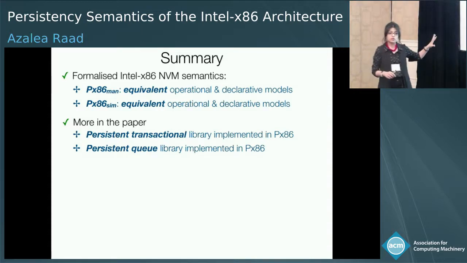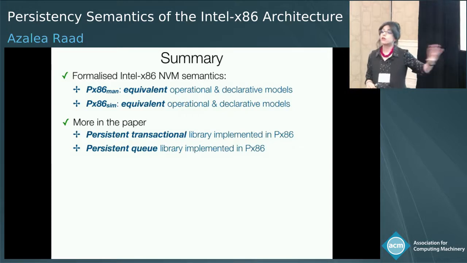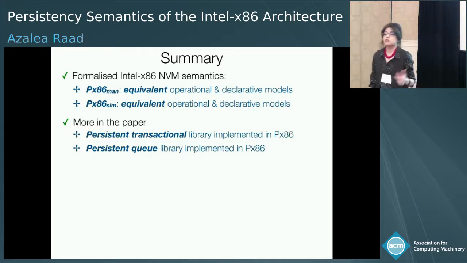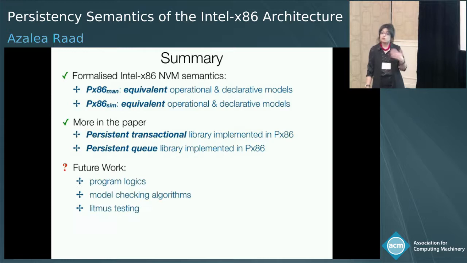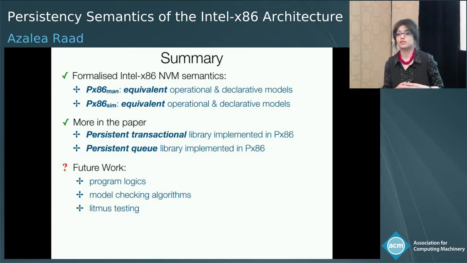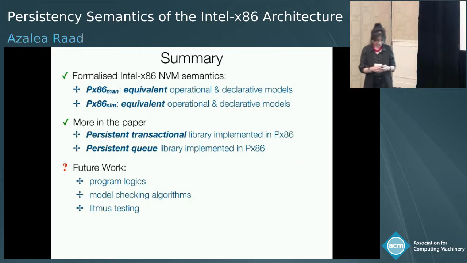There's also a little bit more in the paper about different libraries that we have implemented on top of x86 persistent libraries, in particular a transactional library and a persistent queue library. And of course, there is a lot more to be done in the future, including program logic, litmus testing, model checking. Some of this work is in progress, so stay tuned, and thank you very much for listening.